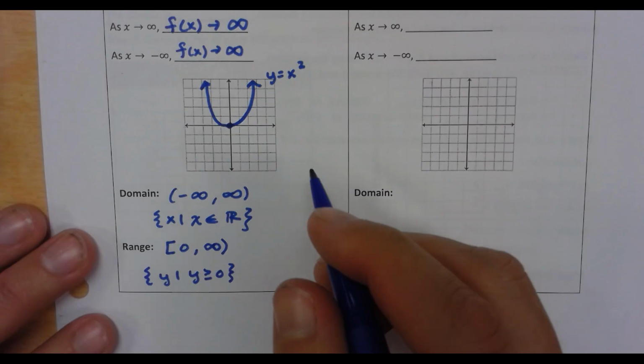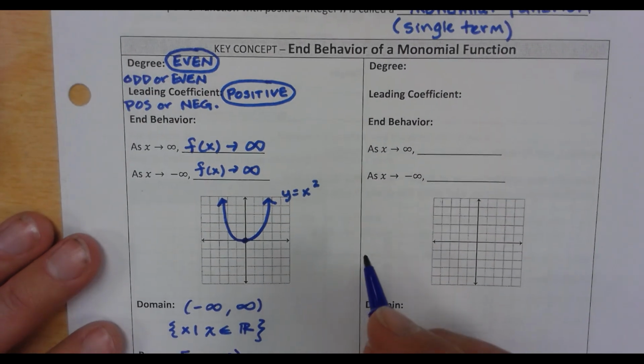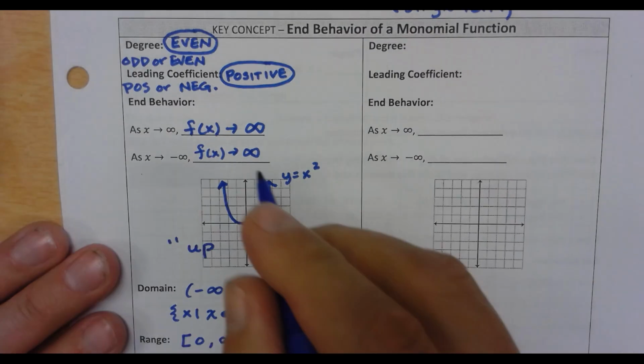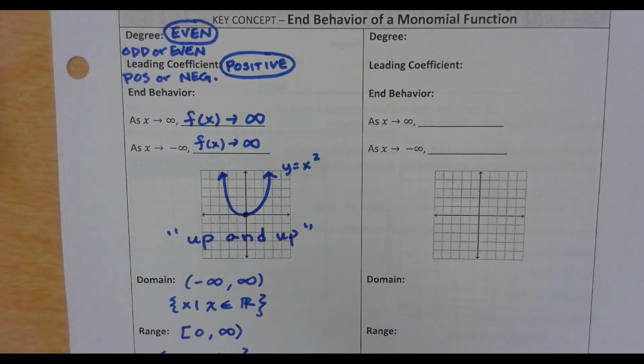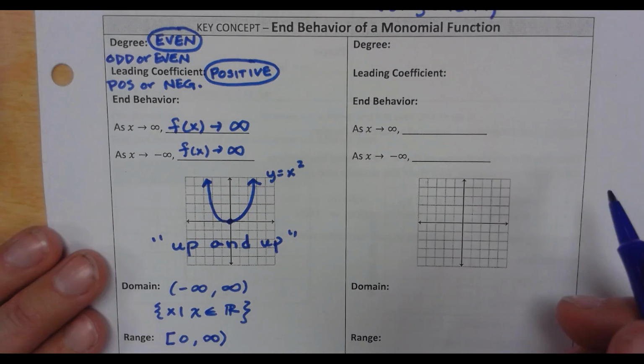All right, so for an even positive monomial function, we describe the end behavior as being up and up. Okay? So as we look from left to right, it's going up and up. All right, number 2.